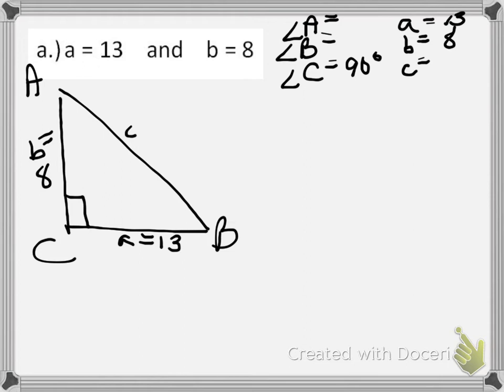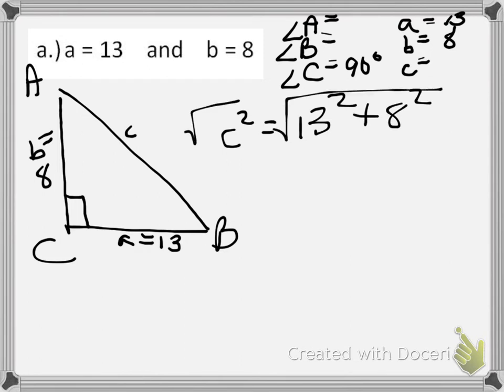But I did first step, which is drawing a triangle. Second step is Pythagorean theorem. So in this case, c squared will equal 13 squared plus 8 squared. And then I take the square root of both sides. If you plug that in your calculator, you should have got that side C was 15.26.